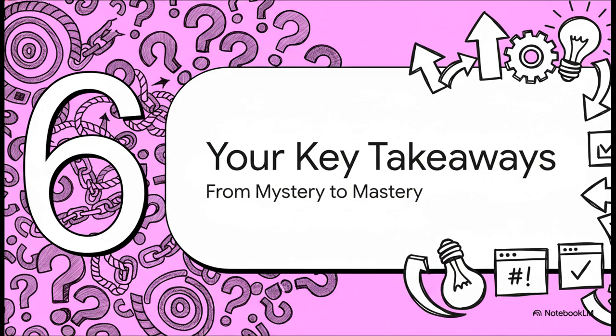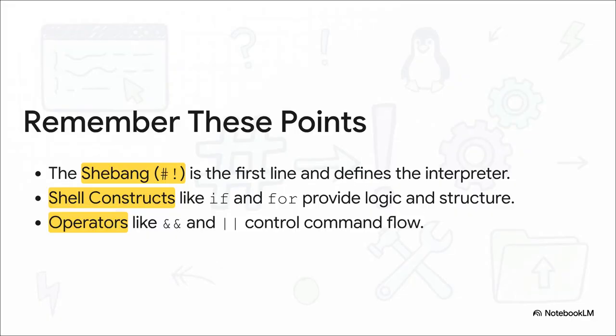Phew, we have covered a ton of ground, haven't we? We went from a really frustrating mystery all the way to understanding the core fundamentals. So let's just quickly wrap up the most important points you need to remember. Look, if you only take away 3 things from this, make it these. First, the shebang. That's your script's promise to the operating system. It guarantees the right interpreter gets used every time.